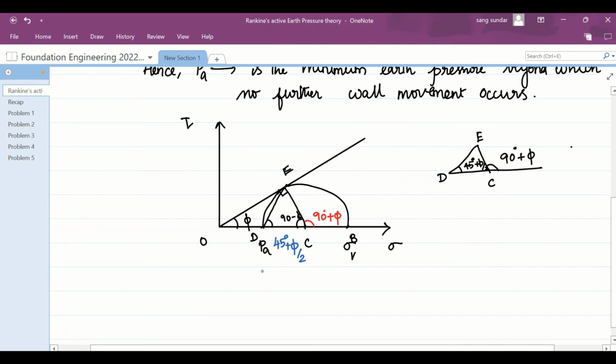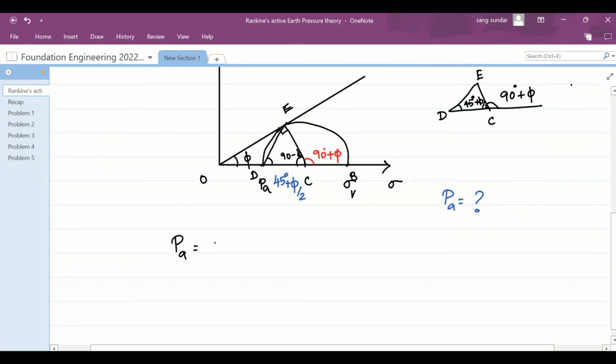Now, our ultimate aim is to know how much is PA, right? Graphically, PA is equal to OD, right? So, PA equal to OD. In other way, I can write PA is equal to OC minus CD, right?